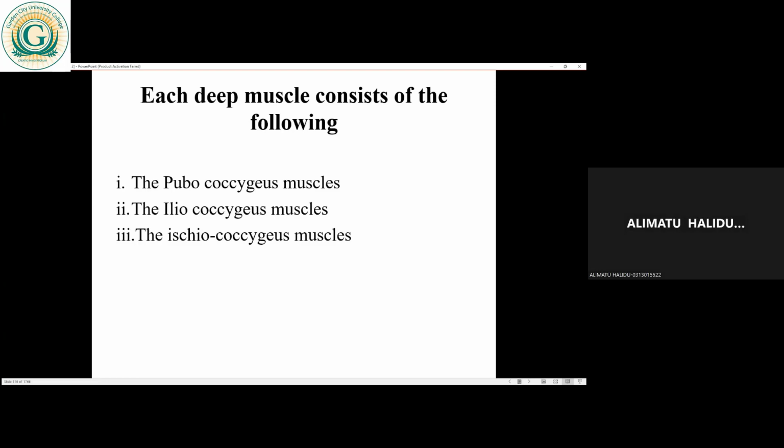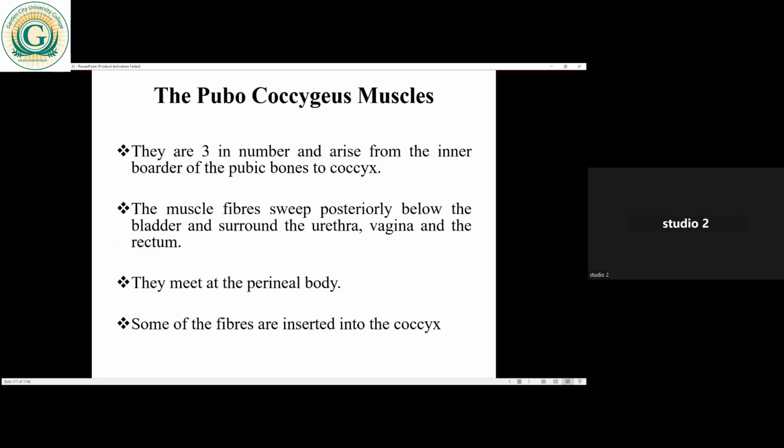Don't forget that pubo is pubis, ilio is ilium, and ischio is ischium, and all this division is on what we call the innominate bone. And the coccyx is at the back, a triangular bone which joins the sacrum in the pelvis. Now there are three in number. Now these muscles I'm going to describe, what I want you to take note of is: what do they support in women?